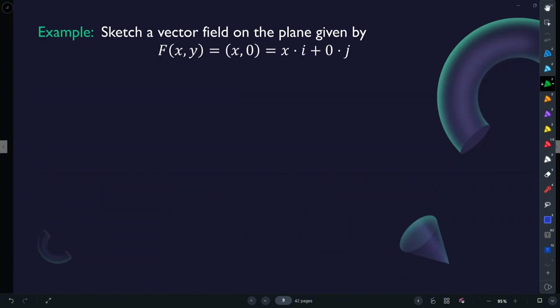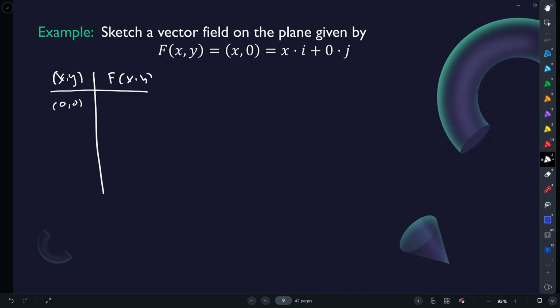Okay? So, for example, let's sketch a vector field in a plane given by f of x, y is x, comma, 0. You can start by giving some values. So what happens at some points, and what is the vector field at that point? What is the vector at that point? I meant here, the point x, y.